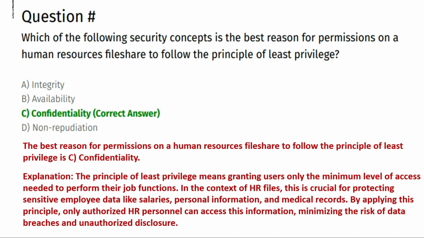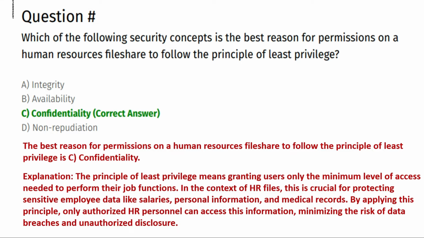The next question is, which of the following security concepts is the best reason for permissions on a human resources file share to follow the principle of least privilege? Option A, integrity. Option B, availability. Option C, confidentiality. Option D, non-repudiation. And the correct answer for this question is option C, confidentiality.